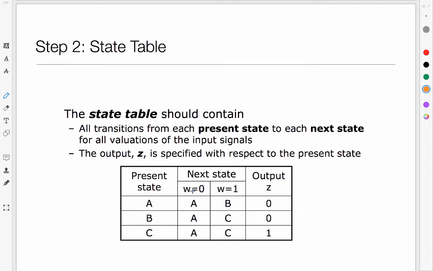Once you have the state diagram, you create this table, which is still symbolic. If it was Mealy, then output will also depend upon W, in which case you can have another column W and then just have a single column for next state and output. There are many different ways of drawing these truth tables. They're all kind of similar, equivalent at some level.